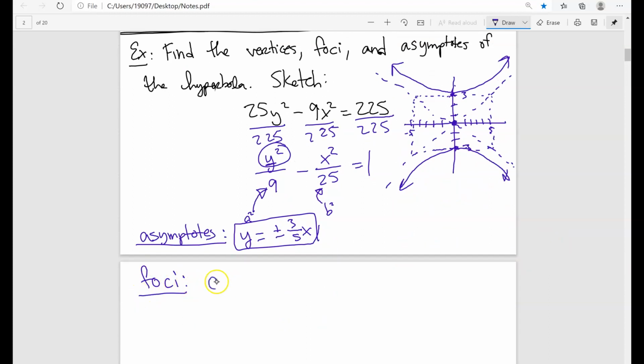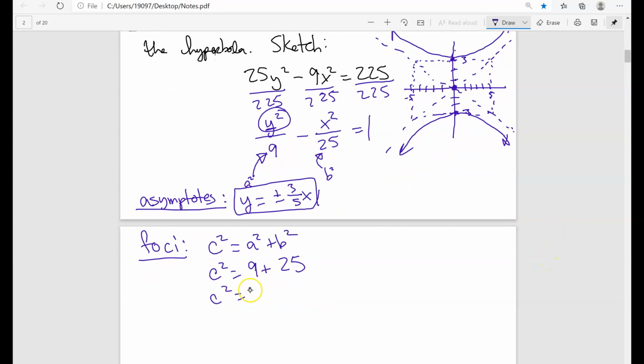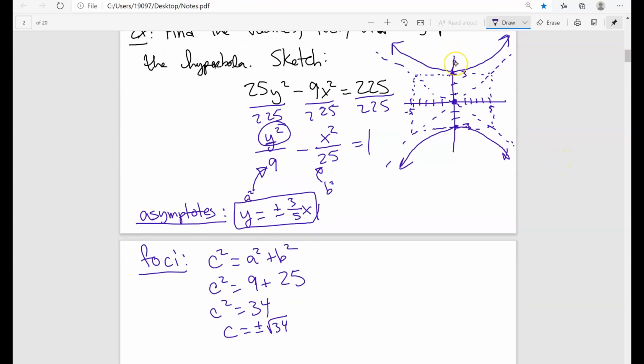So the foci, in this case, is going to be c squared equals a squared plus b squared. So c squared, a squared in this case was 9. The b squared was 25. Okay, so that's going to give me 34. So then c is going to be equal to plus or minus square root of 34, which means that the foci are going to be up here.